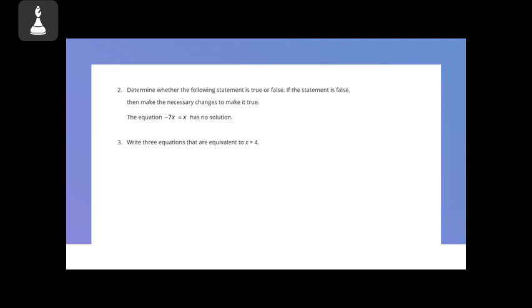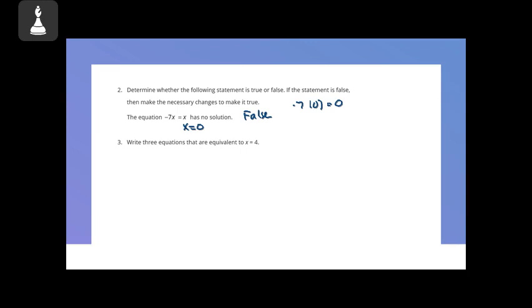Well, I'm going to say that this is false, because I can make these two statements true if x equals 0. Because negative 7 times 0 is 0. And on the right-hand side, if x is 0, then they are, in fact, equal. So this equation does have a solution, x equals 0.